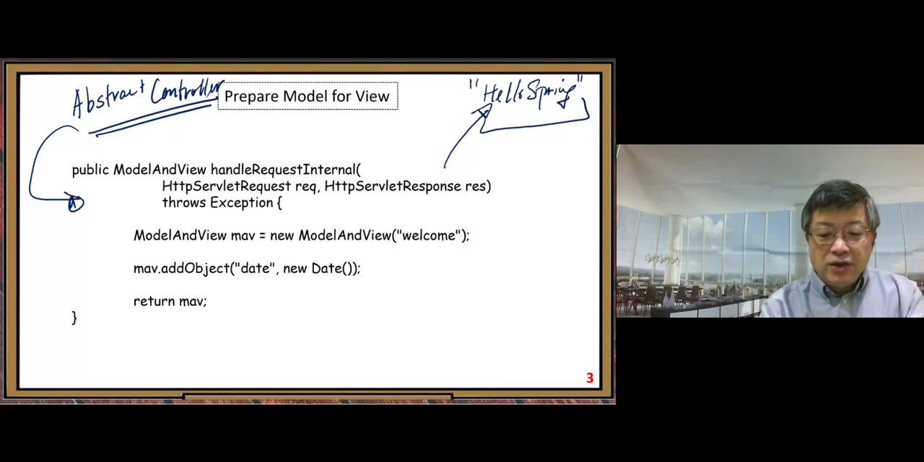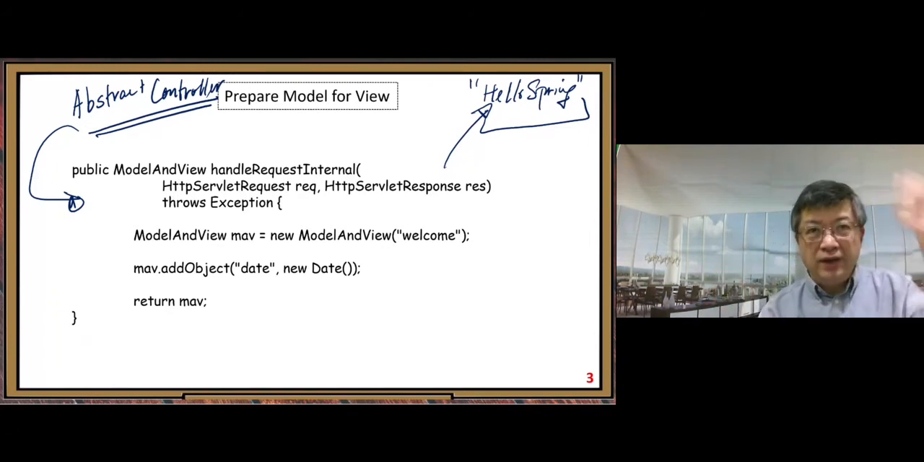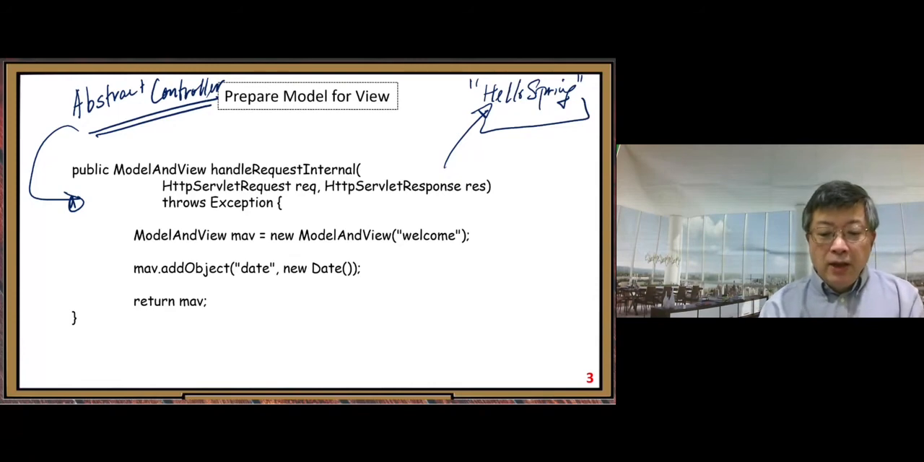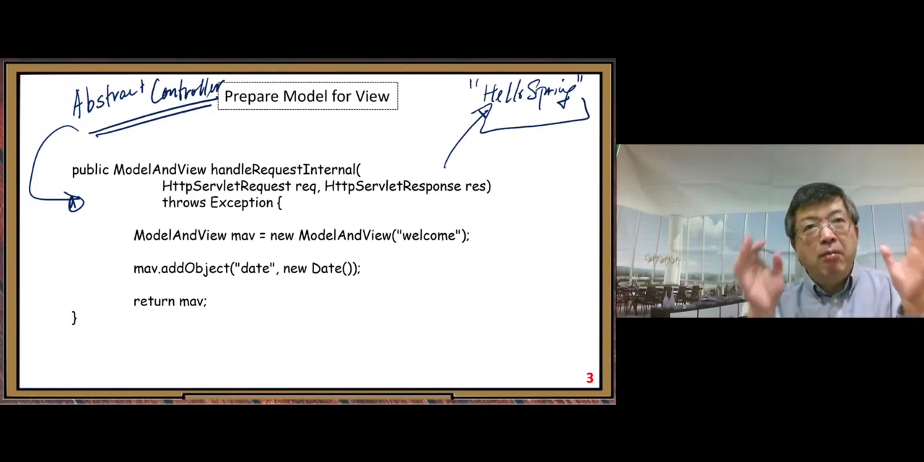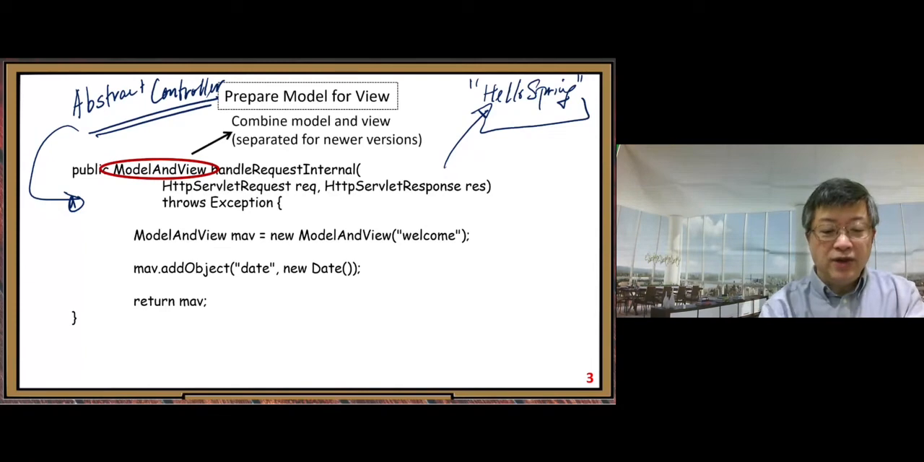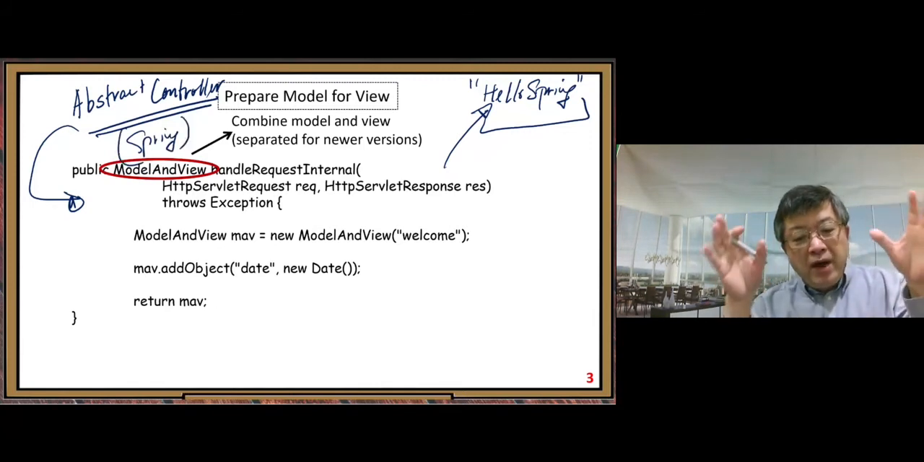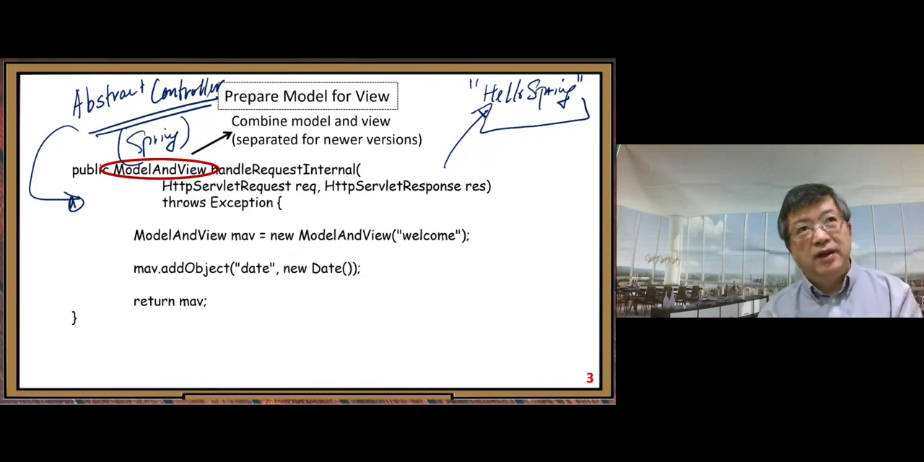Handle request internal, this special method, override it. Here inside it, we only prepare the model part. But to prepare a model, this is the old way, there is a special class called ModelAndView. This is a special Spring class that combines model and view.